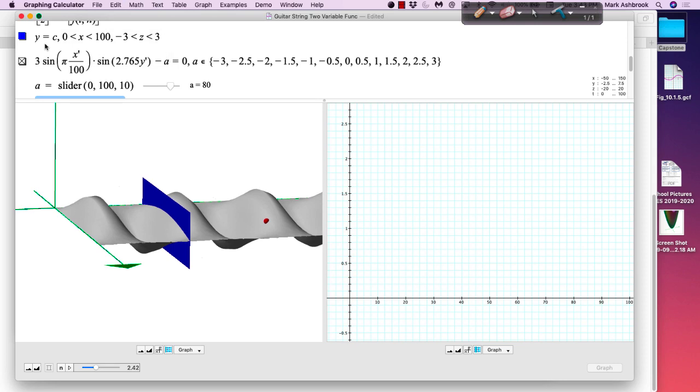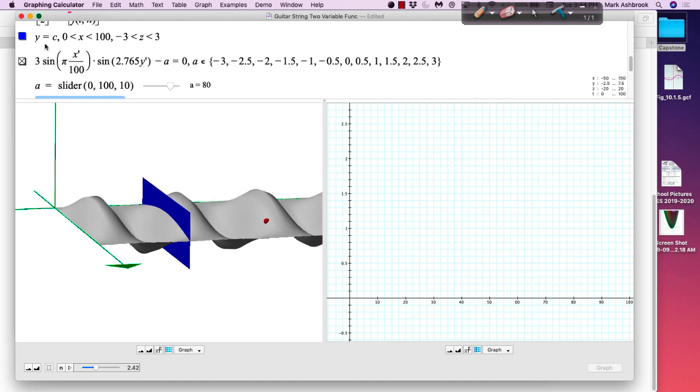If I pick a y value, do you see that that plane picks a particular y value? What does that mean? Setting y constant. And what was y again? The time, right? So I'm freezing time by focusing on that blue plane. And what does the gray surface give me? What are the z values of the gray surface? Displacement of the string, right? So right now I'm at 2.42 milliseconds, so this is y equals 2.42 milliseconds. And the gray gives me the displacement of the string.